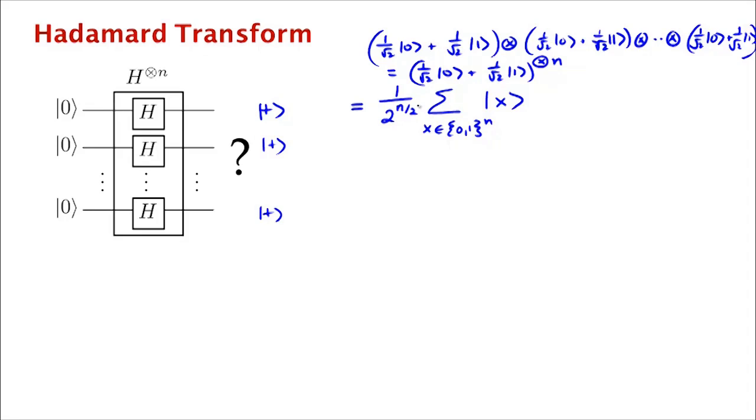Okay, but now let's try to understand what happens if you start with some u equal to u1, u2 through u sub n.